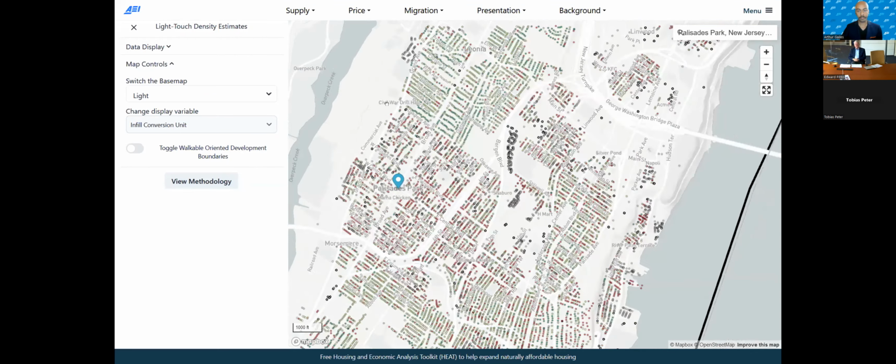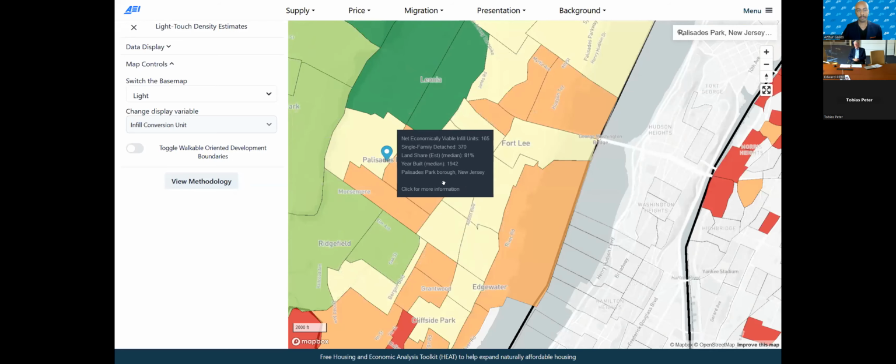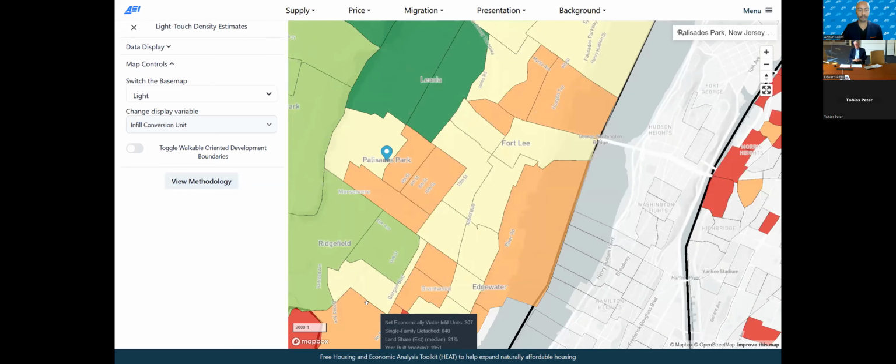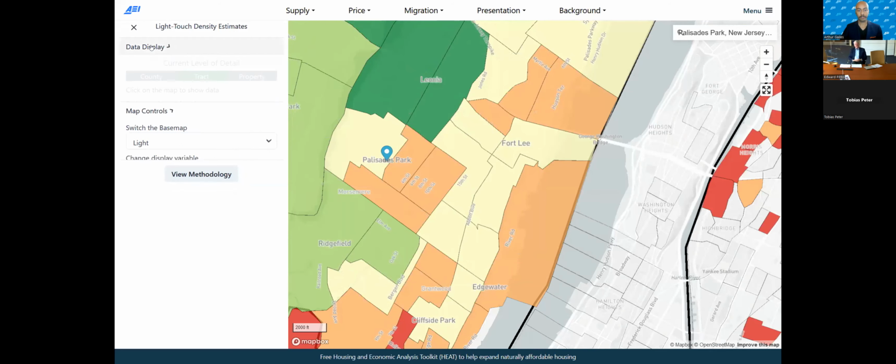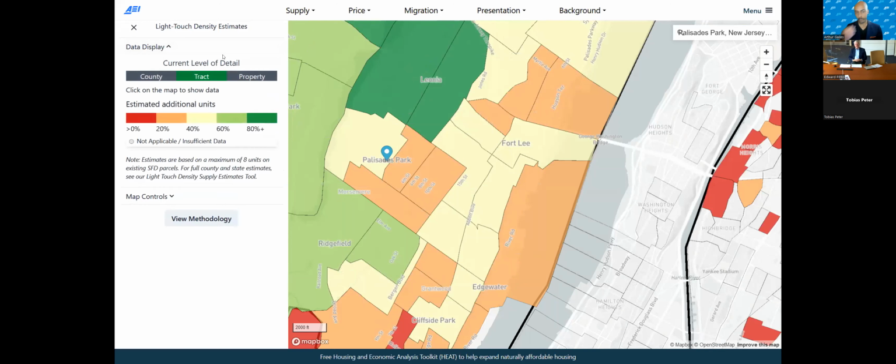And the reason is that Palisades Park, since 1939, you see the dark green for Leonia, and you see Palisades Park has got the orange, mostly orange, and some yellow. Palisades Park is already converted to light touch density because in 1939, when they adopted their zoning ordinance, they allowed 2 units or 1 unit on every parcel.